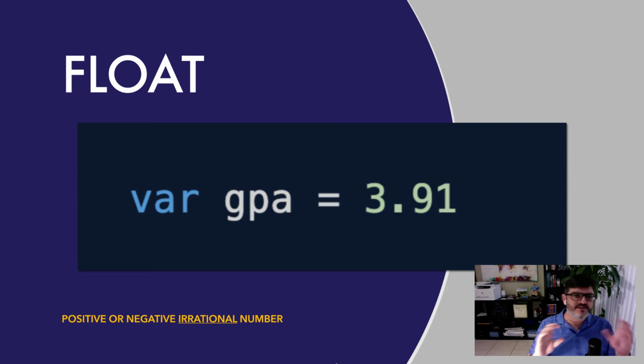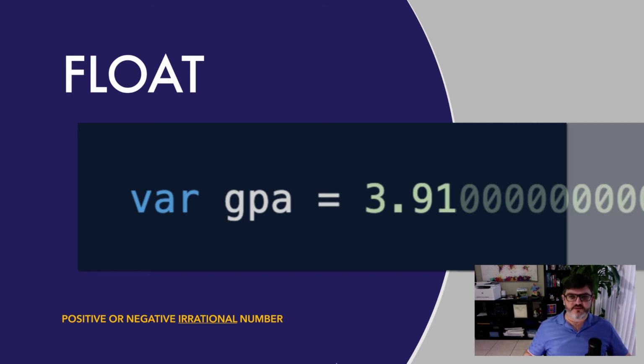This is really getting into the math nerd side of things, but in some languages, if you say GPA equals 3.91, it will literally be 3.91, that rational number. But in a lot of languages, you have to be really careful because it will store this in a way where it's really a number that's very close to 3.91.